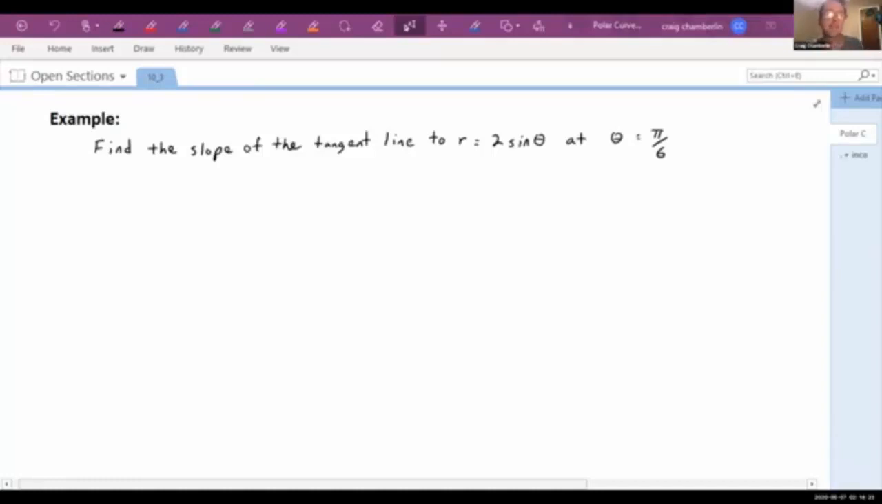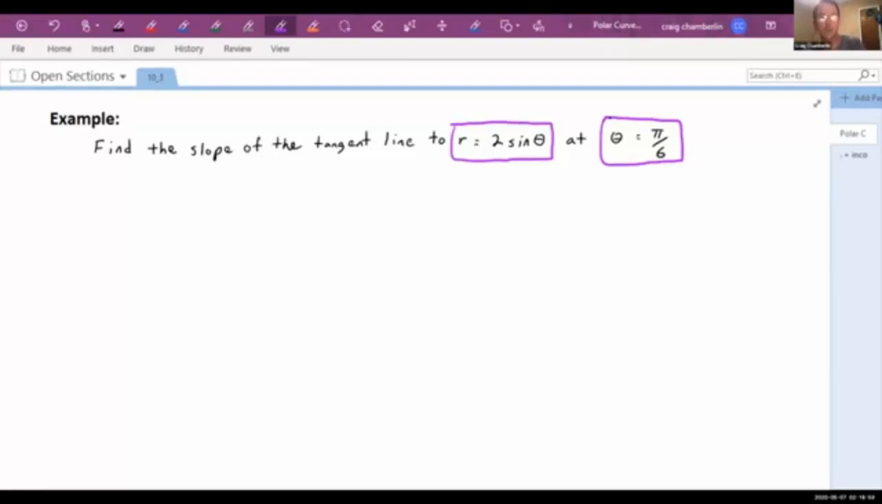It says, in the example, find the slope of the tangent line to the function r equals 2 sine of theta, and we want to find the slope of the tangent line at theta equals pi over 6. And you might think we have to learn something new since we're in polar coordinates, but we don't, because we can use what we know about finding the derivative parametrically in terms of a parameter. In this case, the parameter is going to be theta.